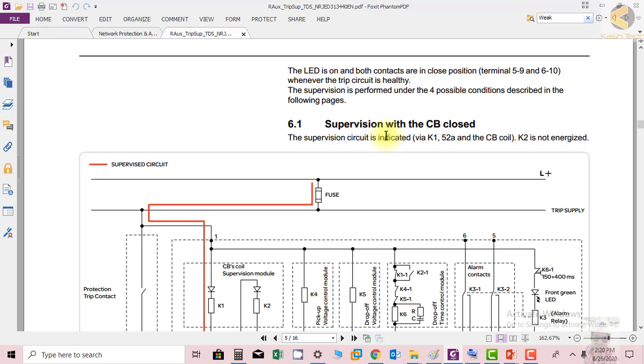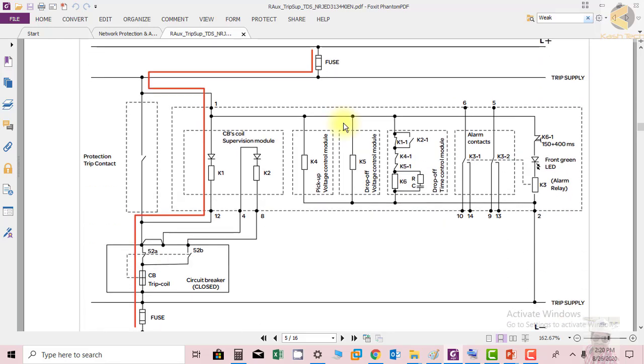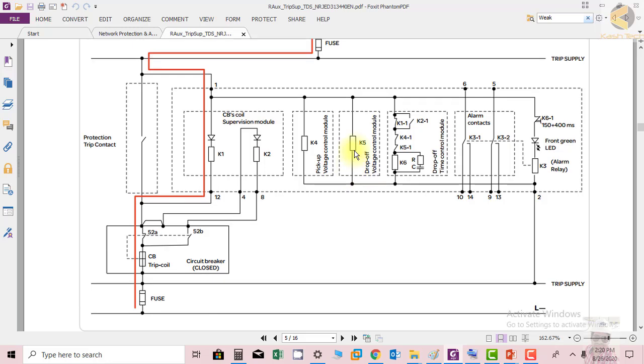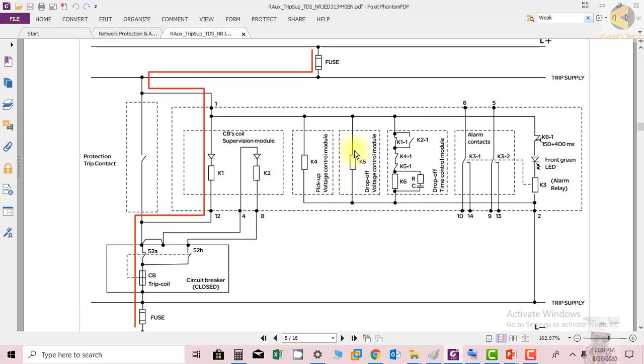So here you can see they have explained the operation of the supervision relay with the CB closed. The LED is on and both contacts are in closed position, terminals 5, 9, 6, 10. If the circuit breaker is in closed position, which we have learned already, they have explained it in a very nice way again in this Schneider relay. So different manuals, when you read, you will have a good understanding of drawing.